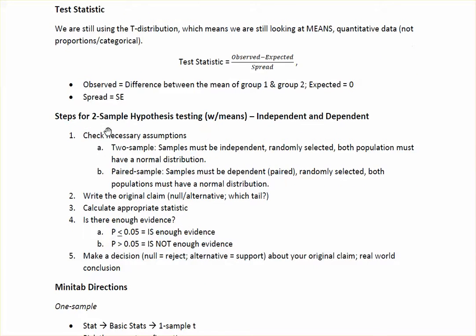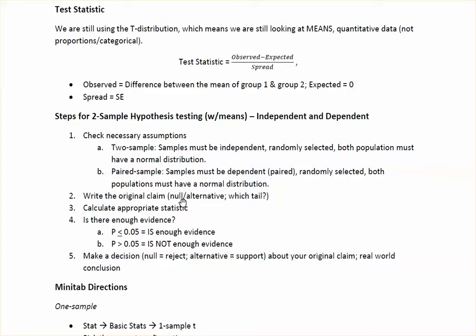So the steps for the two-sample hypothesis testing with means, and this is for independent and dependent, you check the necessary assumptions. For the two-sample, they must be independent, randomly selected, both populations must have a normal distribution. For the paired samples, samples must be dependent, so paired, randomly selected, and both must have a normal distribution. So in general, other than they must be independent and random, so for two sample they must be independent, and paired they must be dependent, the rest of the things we just kind of assume. So you don't really pay that much attention to these assumptions when we're actually in this class doing this.